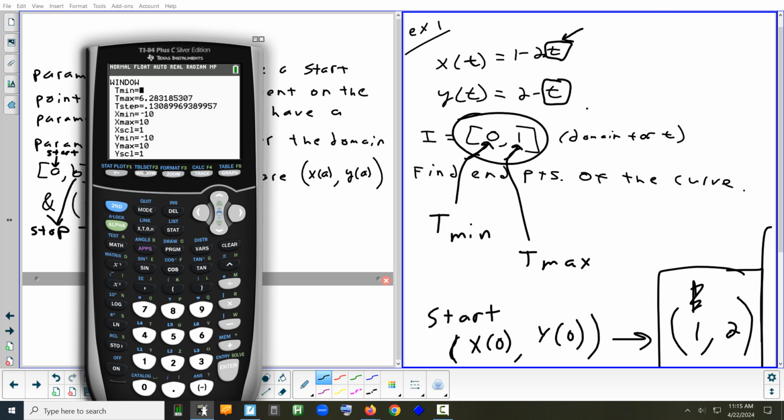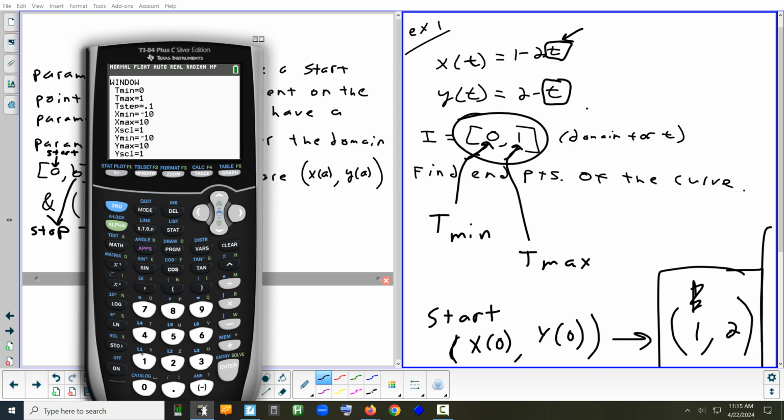Now under window, what was my T-min? 0. Okay, so I'm fine with that. What was my T-max? 1. Don't worry about T-step right now. Just for now, put it on 0.1. I'm going to explain what that is in a little bit. It's very important, but I'll tell you later.